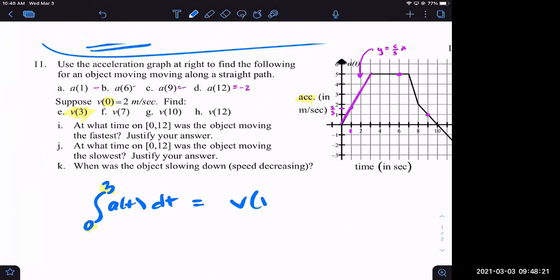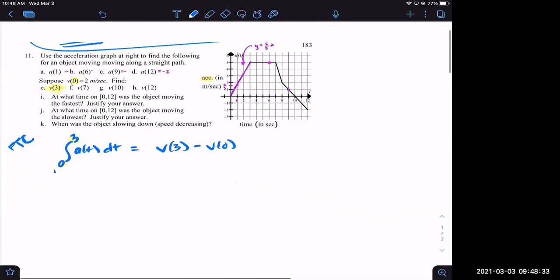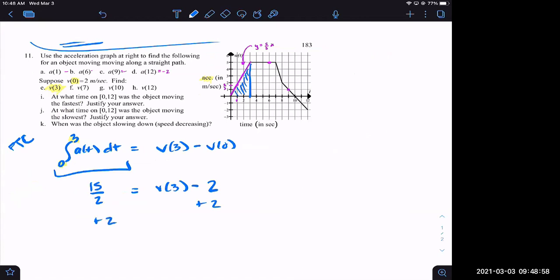This would give me velocity at the upper bound. So this is velocity at 3 minus velocity at 0. This is like a classic fundamental theorem of calculus question. How are you going to evaluate the integral of acceleration from 0 to 3? Area. They gave us a graph, so under the acceleration from 0 to 3, that triangle has a base of 3, a height of 5, so 15 cut in half. So there's the integral. The velocity at 3 is what we're looking for. They told us the velocity at 0 was 2, so we can just add the 2 over. So the velocity at 3 is, what is that? 19 halves?